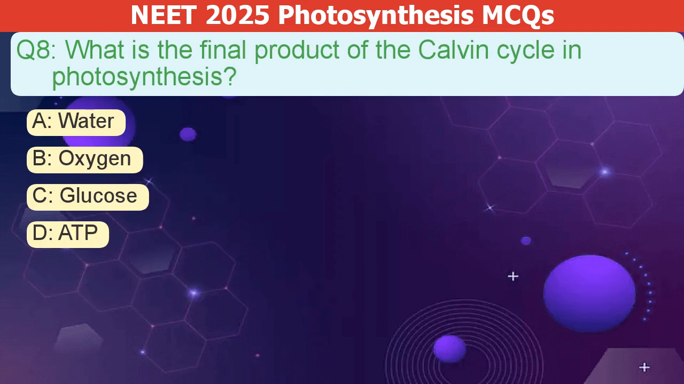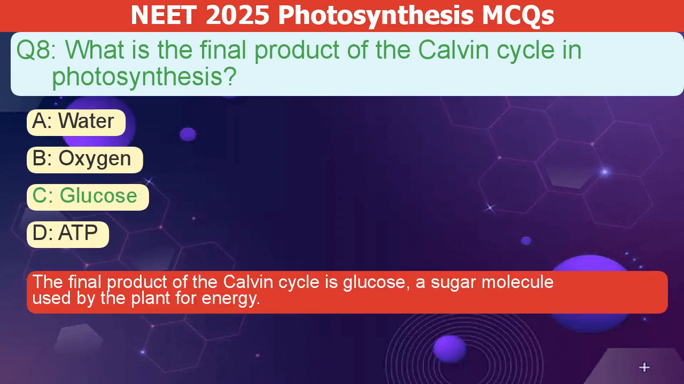What is the final product of the Calvin cycle in photosynthesis? A. Water. B. Oxygen. C. Glucose. D. ATP. The correct answer is C. The final product of the Calvin cycle is glucose, a sugar molecule used by the plant for energy.